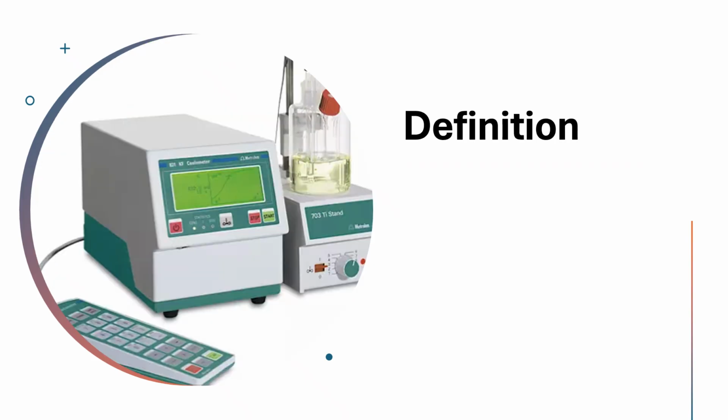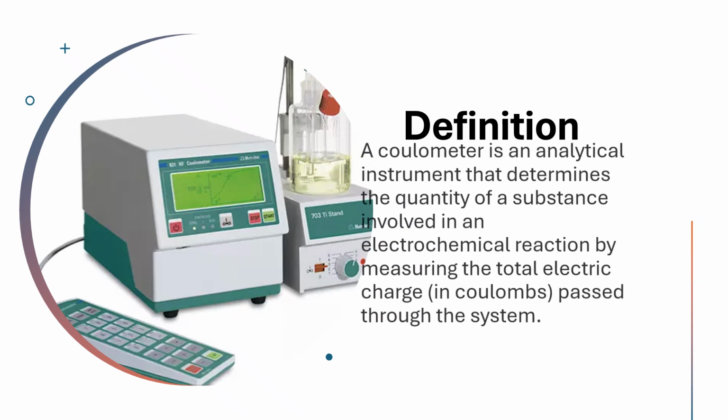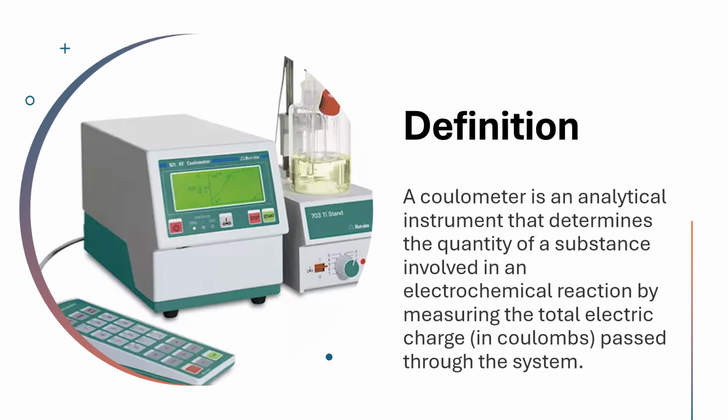Now we will discuss the definition of coulometer. A coulometer is an analytical instrument that determines the quantity of a substance involved in an electrochemical reaction by measuring the total electric charge, that is in coulombs, passed through the system. Coulometers are widely used for coulometric titration, particularly in KF analysis for trace water determination, as well as in the measurement of halide, sulfur and oxygen content. These are the uses to trace the water content by the coulometer.